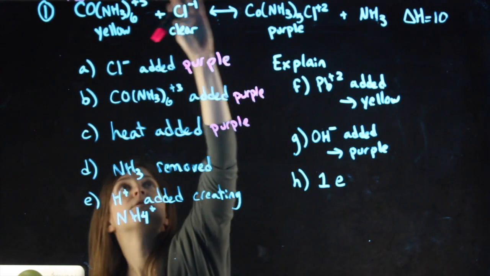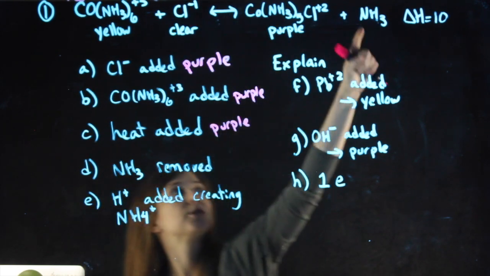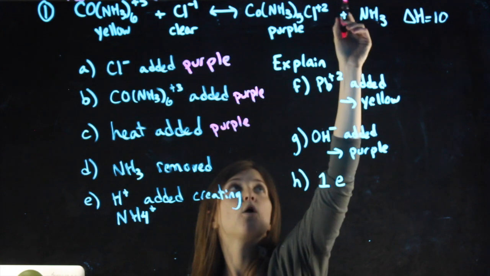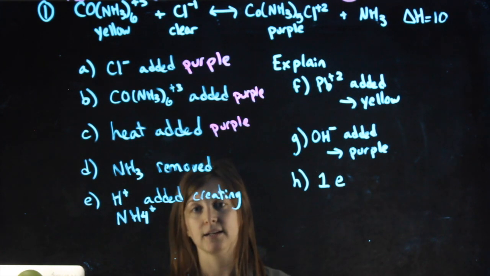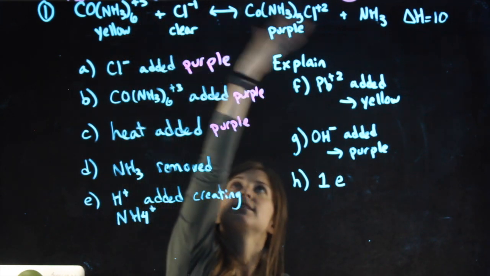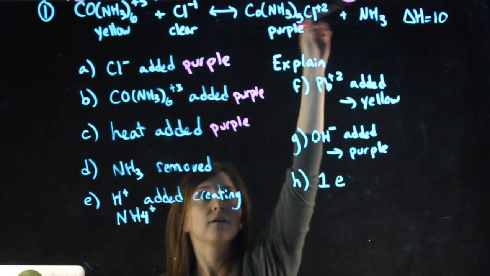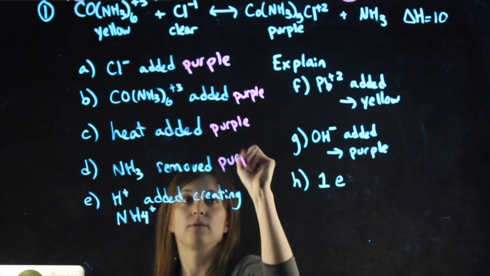NH3 removed. Well, now we're talking about the NH3, which is over here. When I remove it, I don't have enough of it. I have a hole on the right-hand side. I want to fill that hole in, so I'm going to take stuff from the left, shift it to the right. When I shift to the right, I see purple.